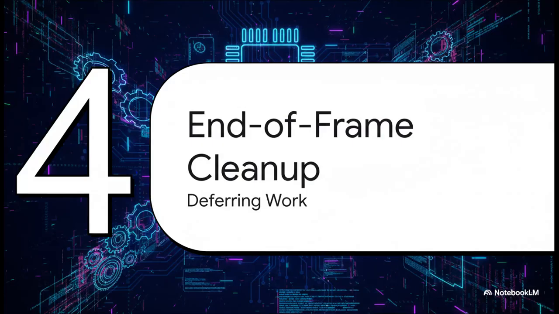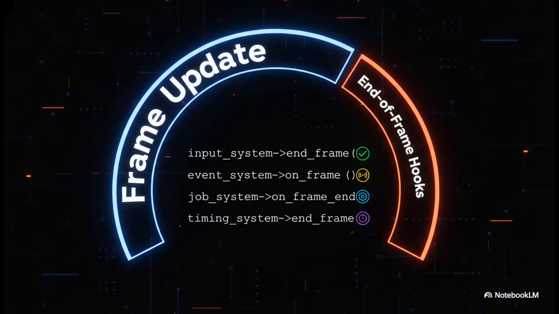So after all the main updates are finished, there are a few final tasks that are intentionally pushed to the very end of the frame, all for the sake of consistency. Inside the engine run loop, you can see these explicit end-of-frame hooks. The input system finalizes its state for the next frame, the event system dispatches any events that were queued up, and so on. Deferring these things ensures they happen at a predictable point and don't mess with the main update logic. You don't want an event firing halfway through the physics simulation and corrupting its state.